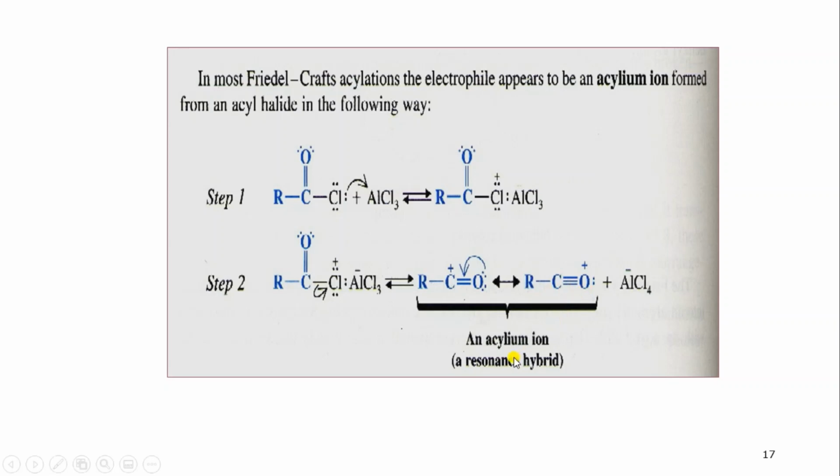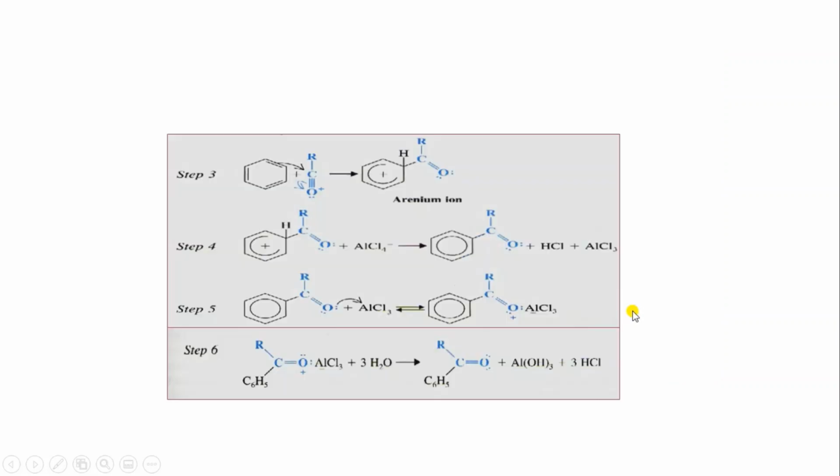This is the acylium ion, along with the AlCl4 negative, and now this acylium is attacked by the pi electron of the benzene ring, producing that. There is the sacrifice of the aromaticity for a while, and then there is a regain of the aromaticity. You can see that mechanism.